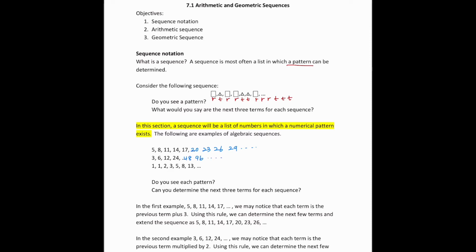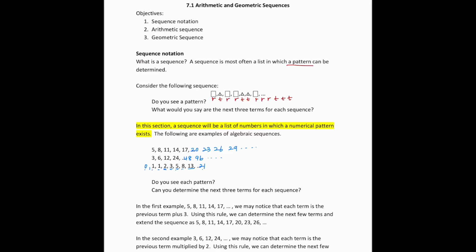And then 1, 1, 2, 3, 5, 8, 13. It doesn't look like any pattern to me, but what I notice is, if you think about the number before the first 1, it's a 0. So 0 plus 1 makes a 1. And 2 is 1 plus 1. And 3 is 1 plus 2. And 5 is 2 plus 3. 8 is 5 plus 3. 13 is 8 plus 5. So now 13 plus 8 is 21.